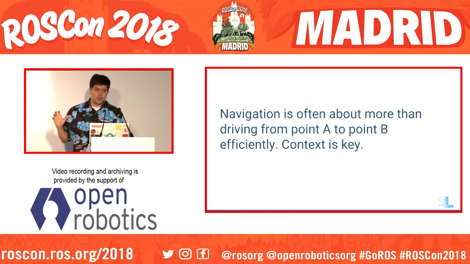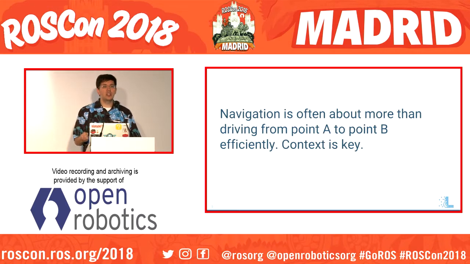So my point with all of this is that the current navigation stack does really well getting you from point A to point B. But there's a lot more to operating robots in this way, and context is key. You have to be able to customize your robot's navigation behavior for the particular context that you're going to be operating in. And that requires a lot of customization that the navigation stack is not ready to allow at this point.